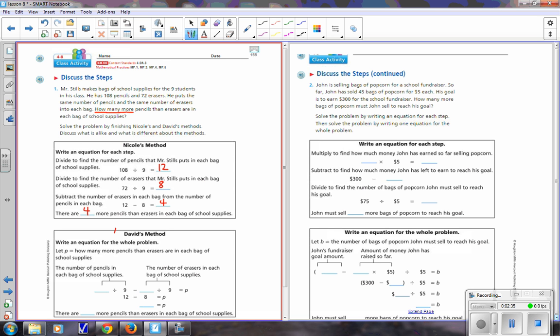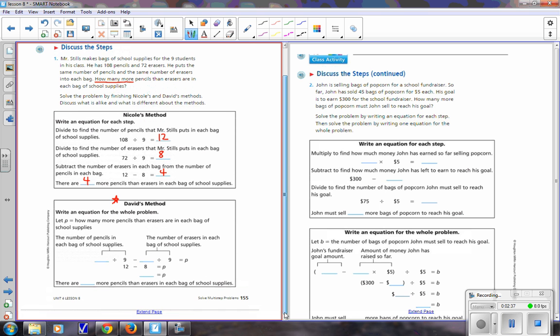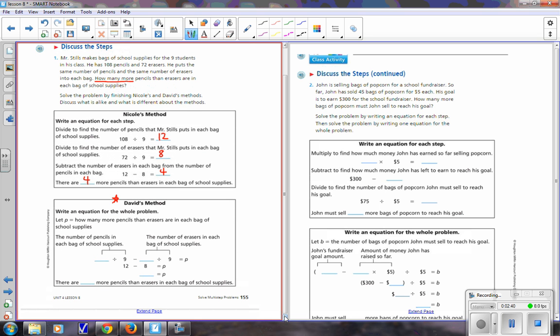Now our friend David here, he took a bigger chunk out. He wrote one whole equation for the whole thing, a situation equation. And he let P equal how many more pencils than erasers are in each bag of school supplies. So he did 108 pencils divided by 9, take away, you have to kind of imagine that those are there, the number of erasers, which was 72, divided by 9, equals P. So he wrote one long equation, and then he just solved it.